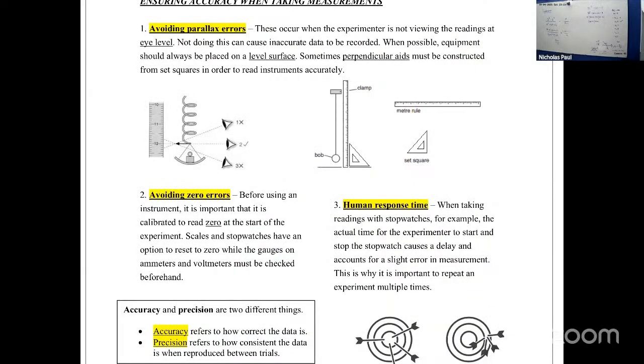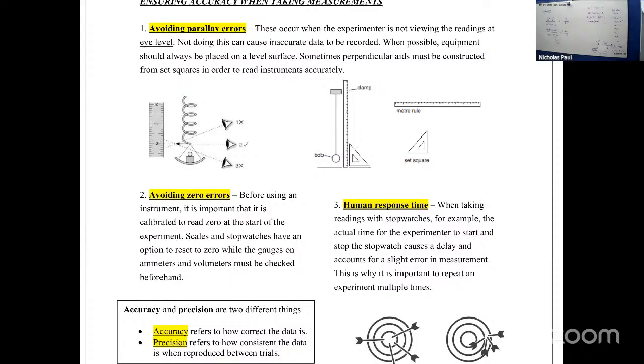Introduce something called parallel errors, right? And of course, you want to avoid that, so you go to eye level and you read it all. Right here, we have to make sure that we have things at the right level and we set them up and make sure we get the right reading.